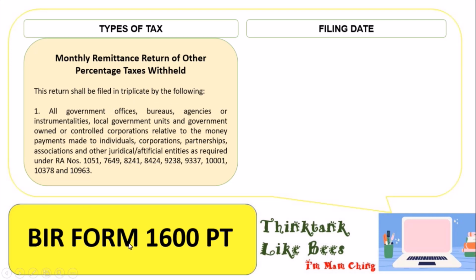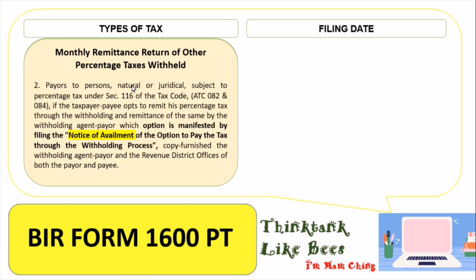Form 1600 can be filed by government offices, bureaus, agencies or instrumentalities, local government units, and government-owned or controlled corporations relative to the money payments made to individuals, corporations, partnerships, associations, and other juridical artificial entities. Number 2 is payers, whether personal, natural, or juridical, subject to percentage tax under Section 116 of the Tax Code.